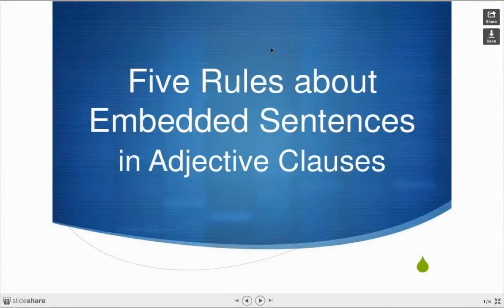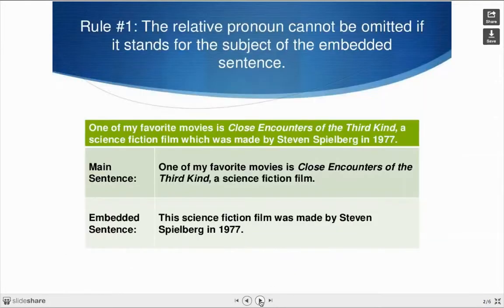Here are 5 rules about embedded sentences in adjective clauses and ways that characteristics of the embedded sentence affect the adjective clause. Rule 1. The relative pronoun cannot be omitted if it stands for the subject of the embedded sentence.